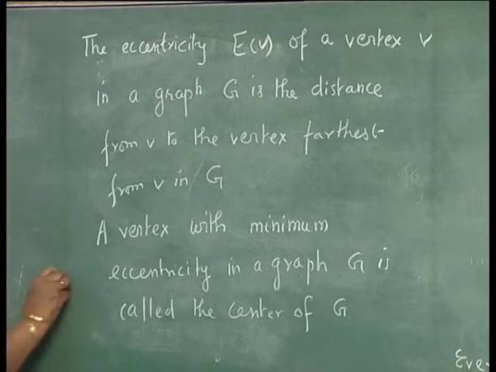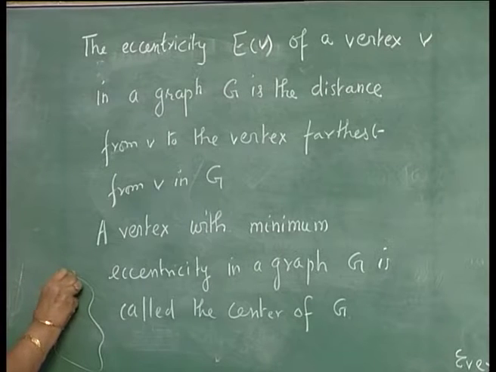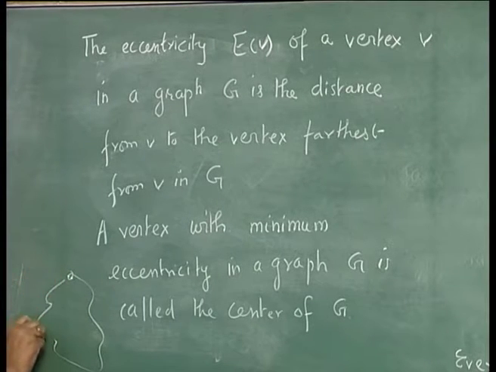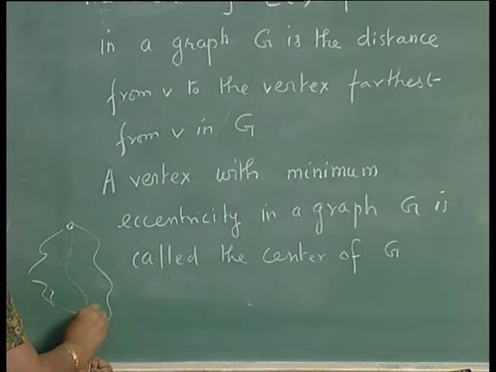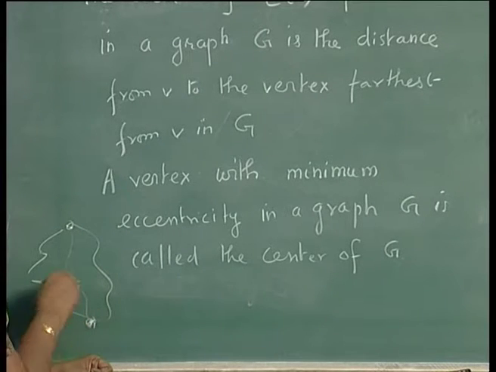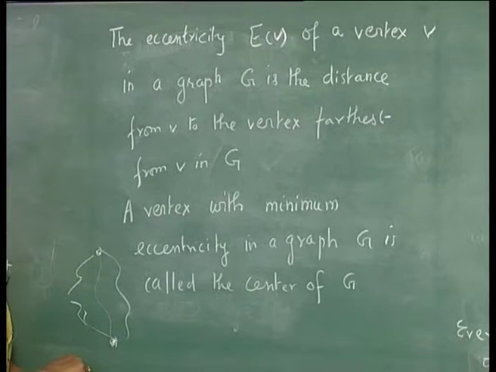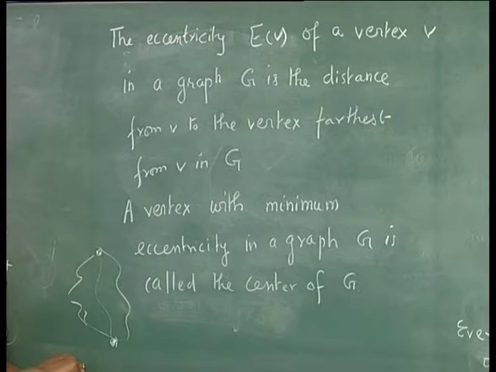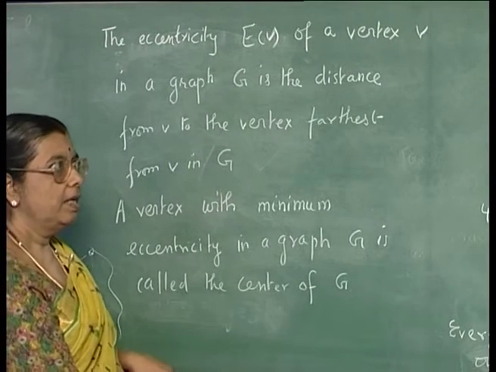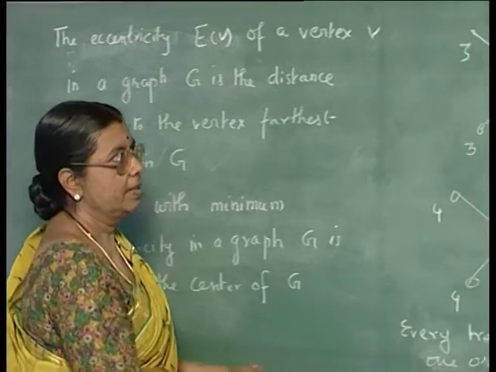So, if you take a graph like this, take a vertex, the eccentricity of that vertex is the distance, or the length of the simple path, from this node to the node which is farthest away from that. And the vertex with minimum eccentricity in a graph is called the center of the graph G. Now, in the particular case of trees, let us see what are the eccentricities and what are the centers.